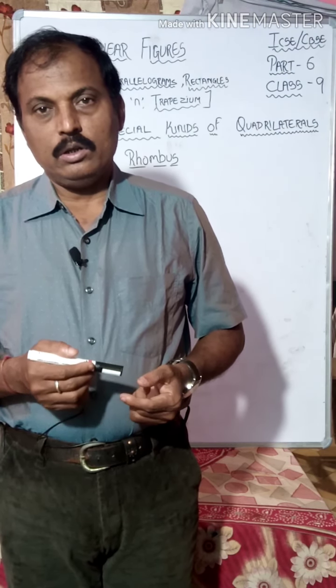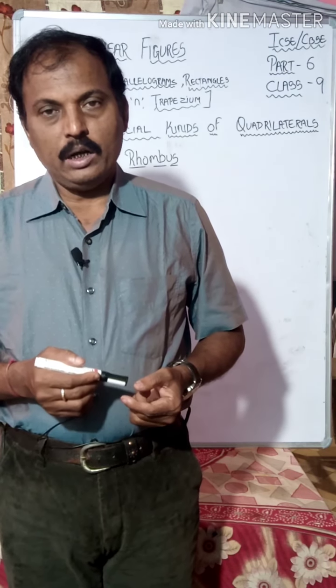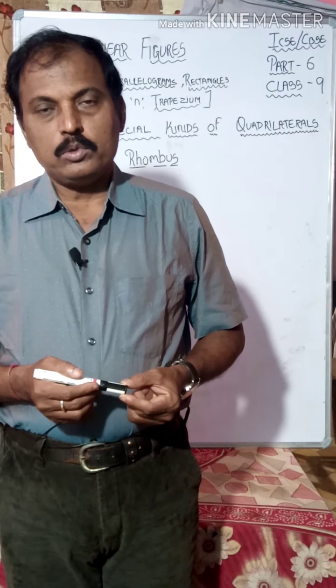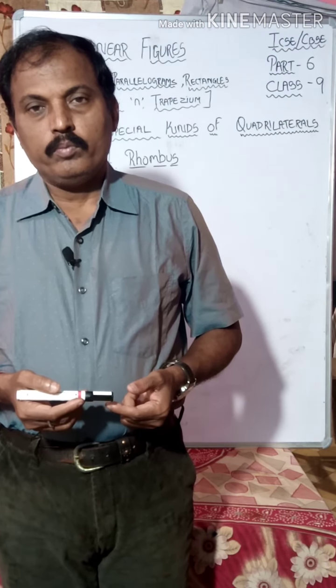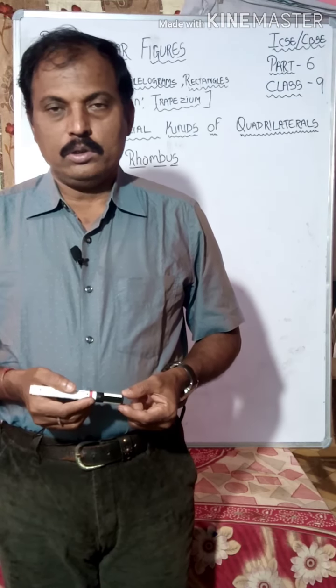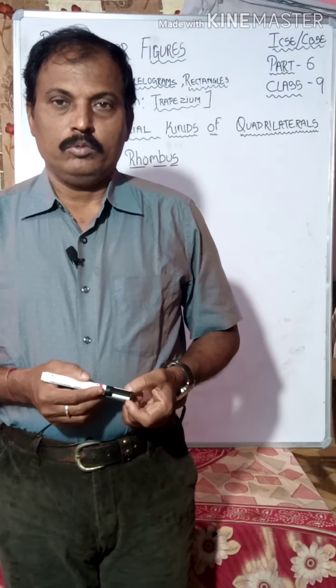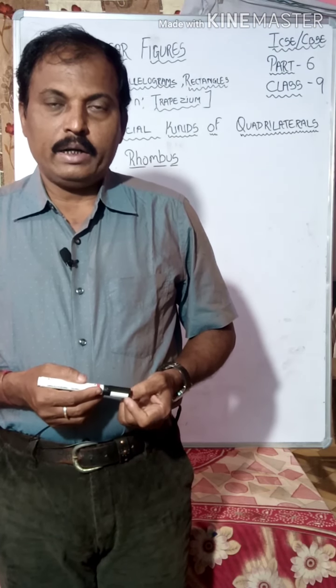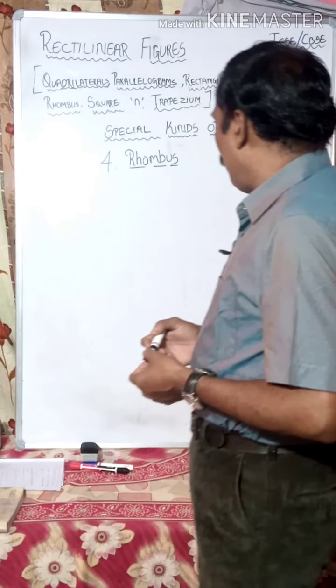After discussing rhombus and square, we will do some theorems. If time permits, we will do theorems. Otherwise, in the next video we will do many more theorems relating to rectilinear figures or quadrilaterals. Now let us see the rhombus.